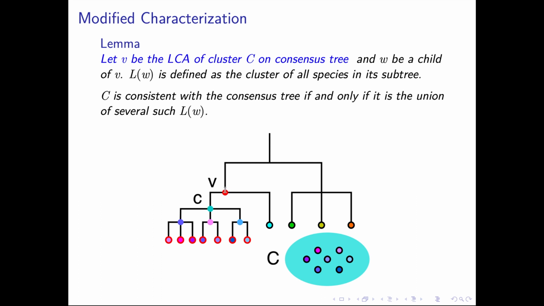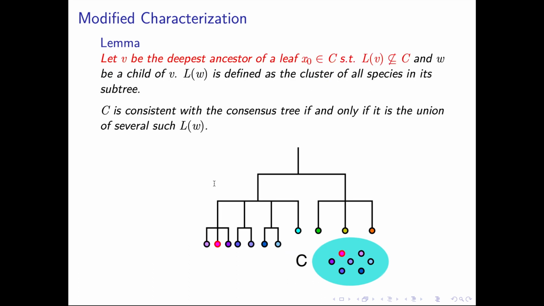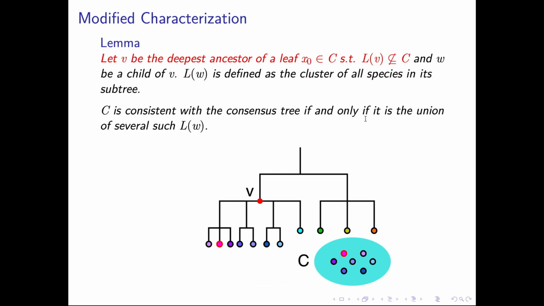And if we pick an arbitrary leaf x0 in C, x0 has to be a descendant of the new node and the node V. So V should be the deepest ancestor of x0 such that LV is not a subset of C. This is the intuition behind our modification. So let V now be the deepest ancestor of a leaf x0 in C, such that LV is not a subset of C.